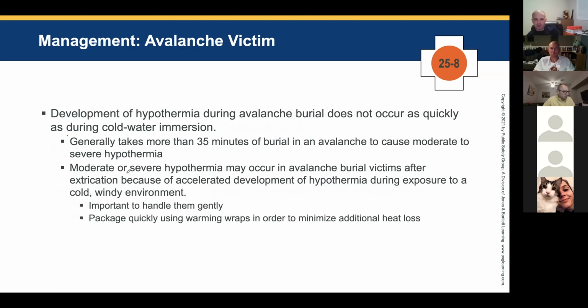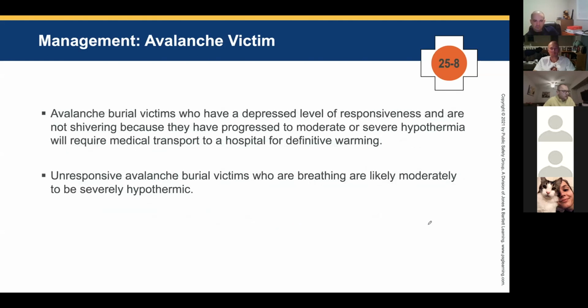It usually takes more than 35 minutes of burial in an avalanche to cause moderate to severe hypothermia. Moderate or severe hypothermia may occur in avalanche burial victims after extrication because of accelerated development of hypothermia in the cold, windy environment. So we want to make sure we handle them gently and package them using warm wraps to minimize further heat loss.